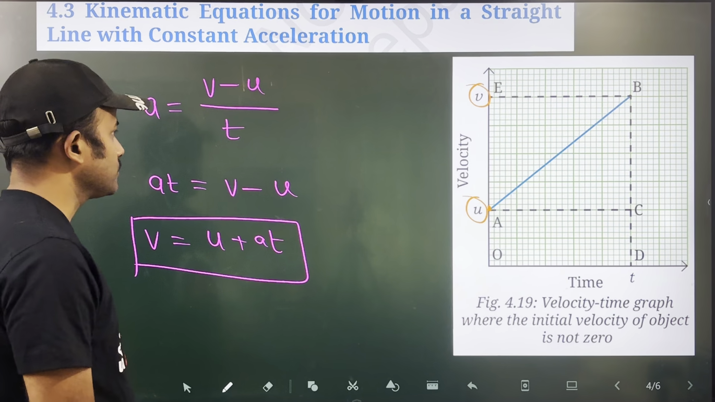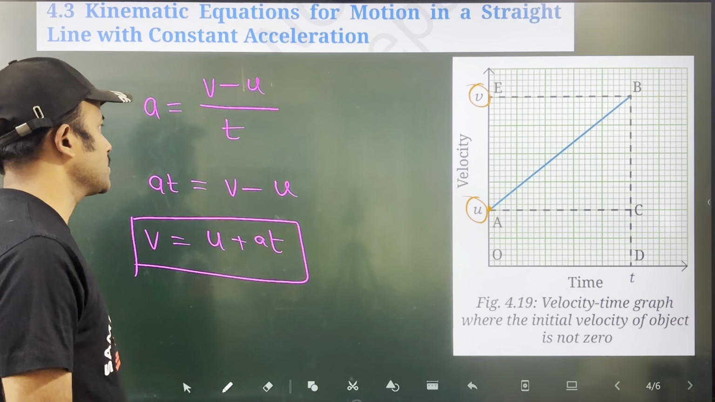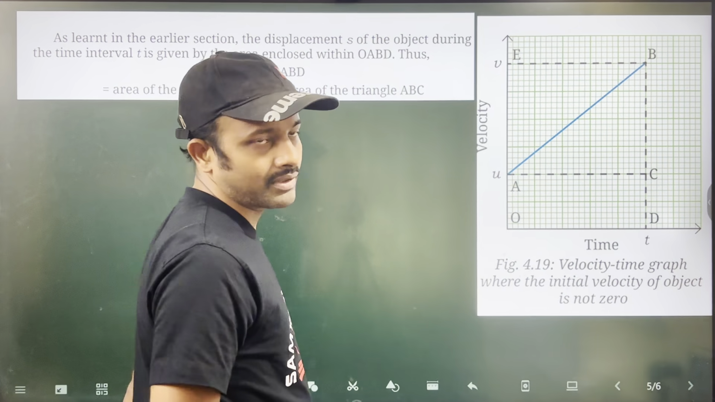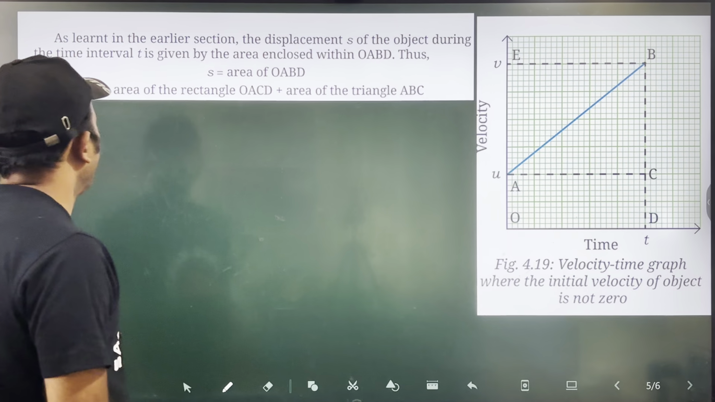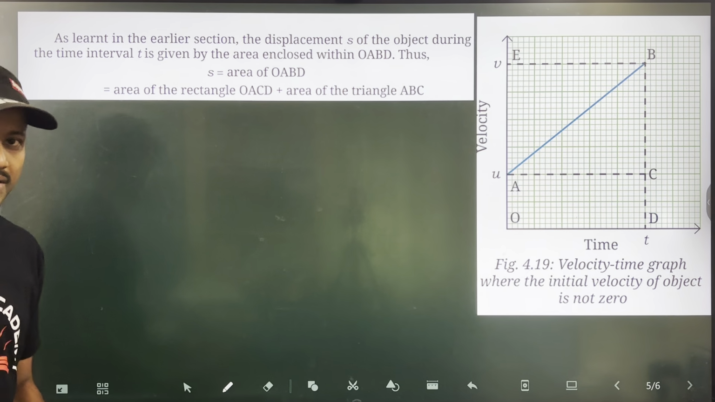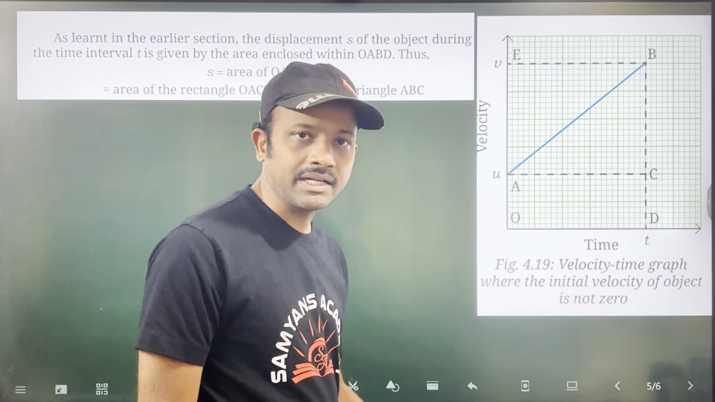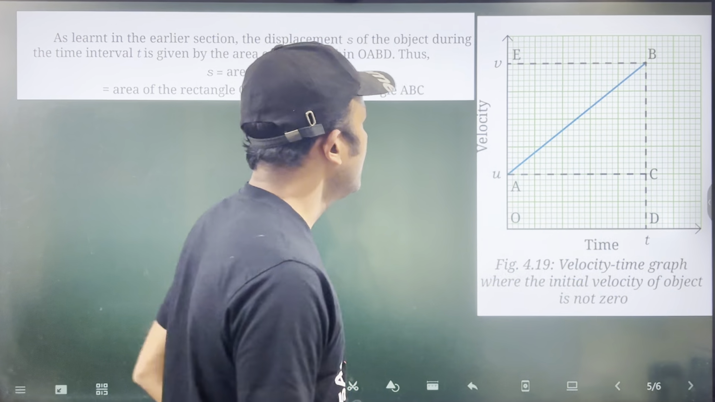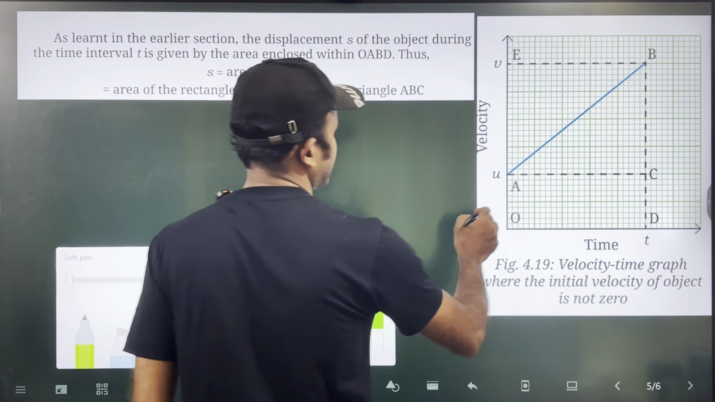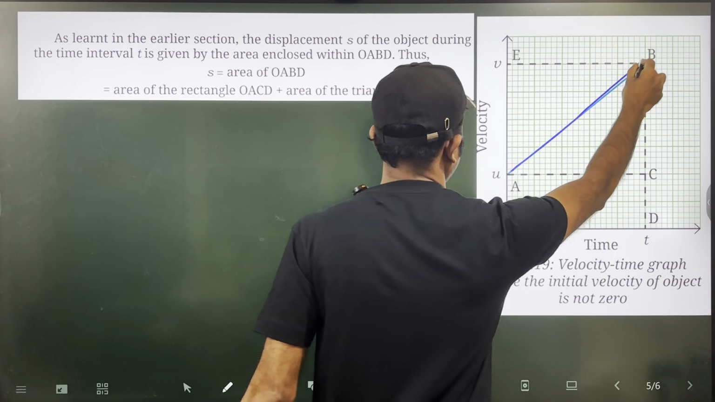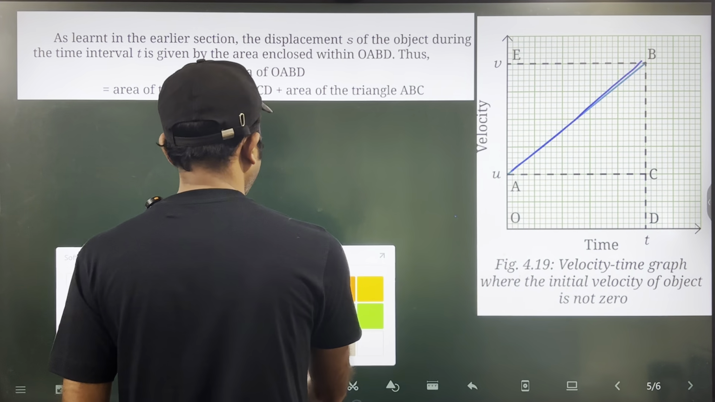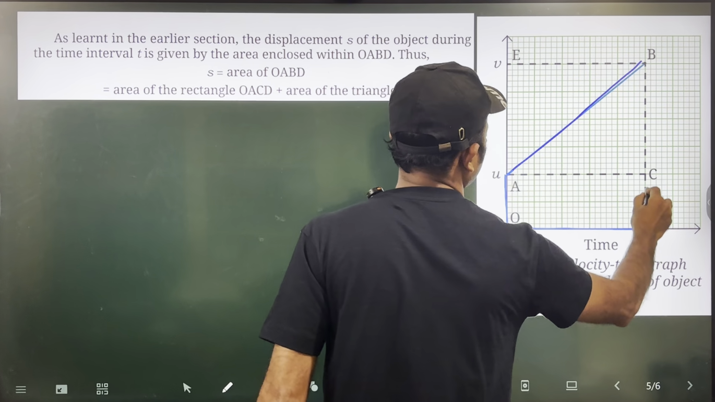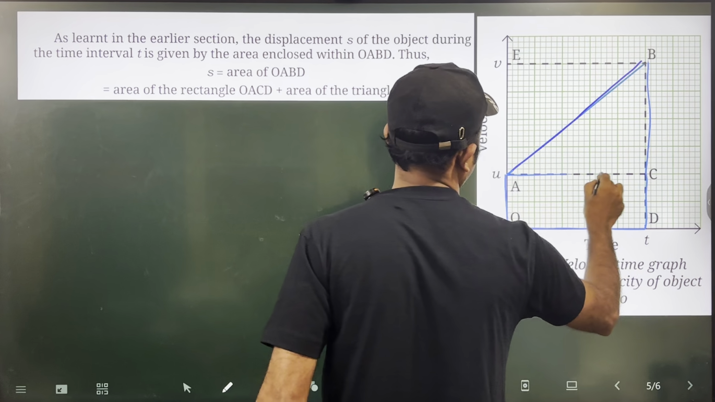Now we are moving to derive the second equation of motion, that is s equal to ut plus half at square, by seeing the same graph. Already you know that displacement, or distance, we are going to derive from the area under the velocity time graph. Under this blue line, the area OACDB looks like a trapezium.